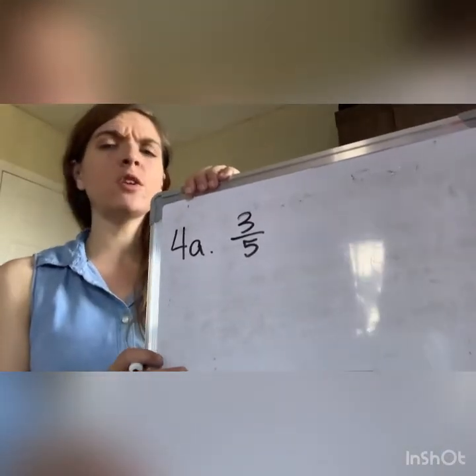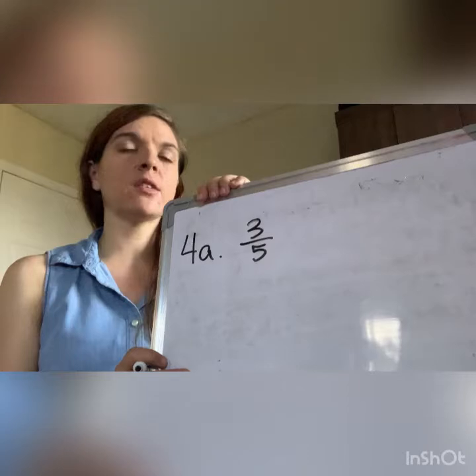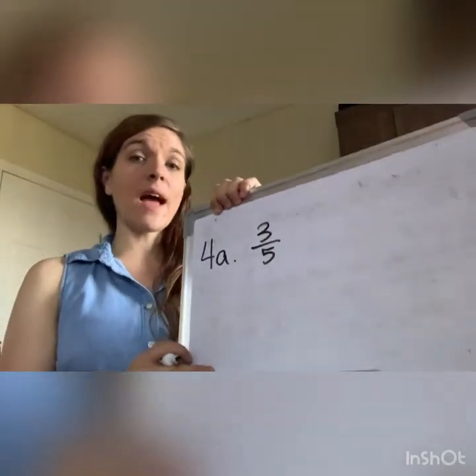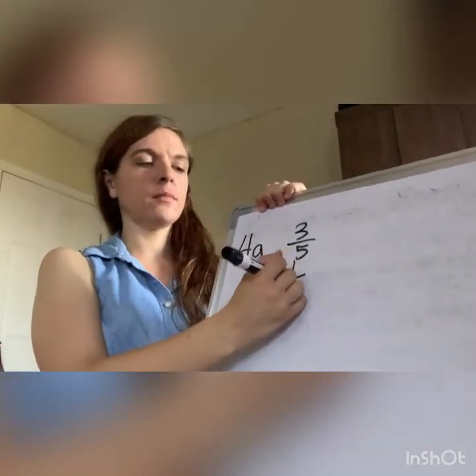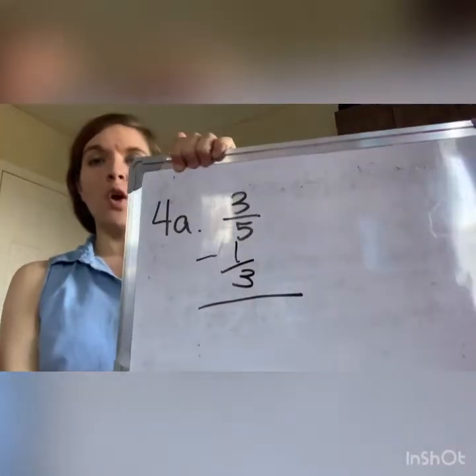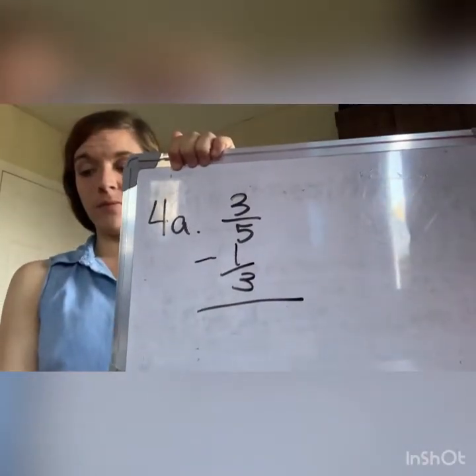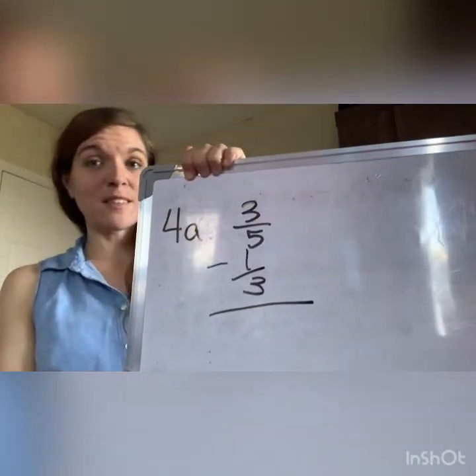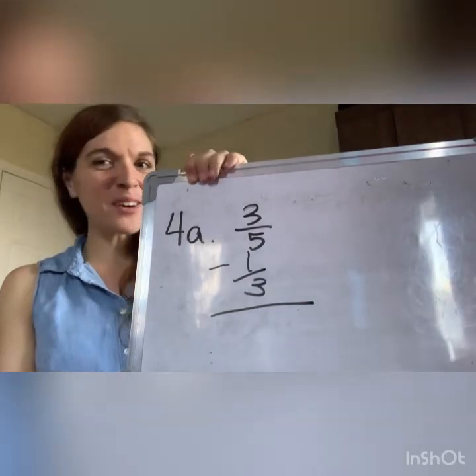How much more? What do we do when we see how much more? Add, subtract, multiply, or divide? Scarlett? Subtract. So guess what you're going to have to do? 3/5 minus 1/3. You have to find your common denominator first, so don't forget to do that. I'm not going to do it for you.